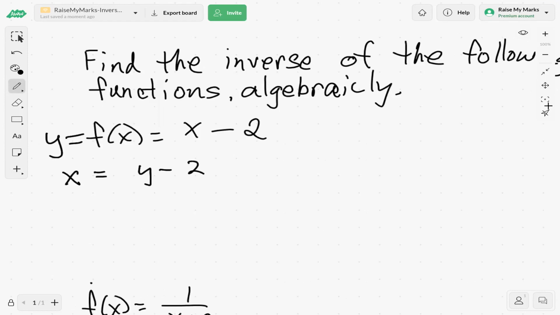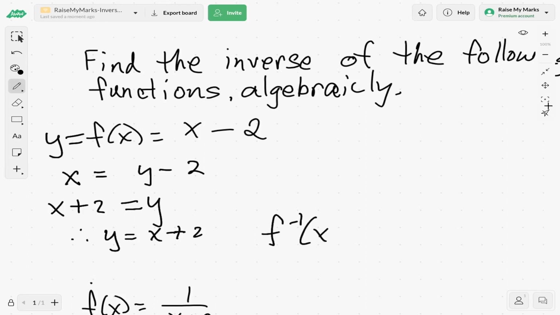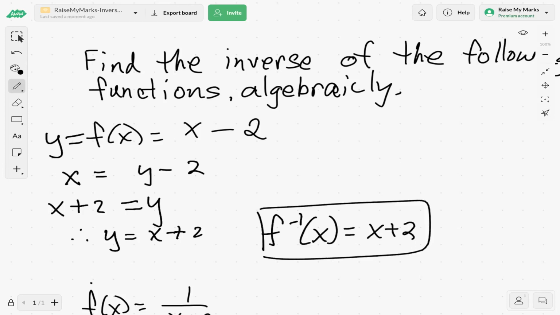Second step is we're going to solve for y. So if we solve for y, we need to bring the negative 2 over to the left-hand side. So we have x plus 2. So therefore we have y equals x plus 2. And our final step, we're going to replace the y with the inverse notation. So our inverse function is f inverse of x equals x plus 2. So this is the inverse of our original function, f of x equals x minus 2.